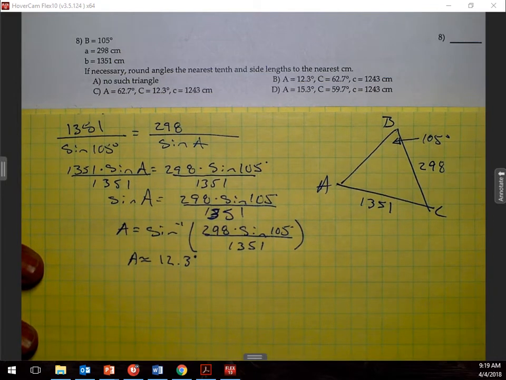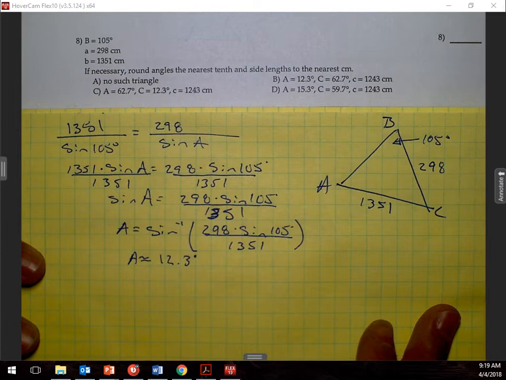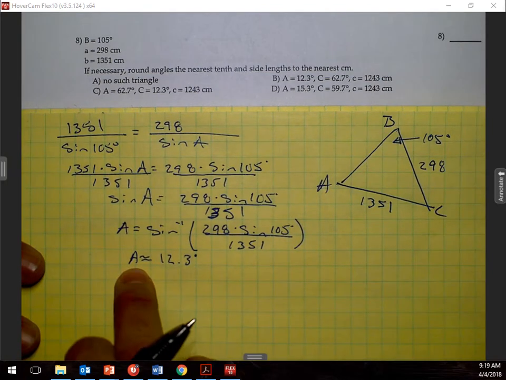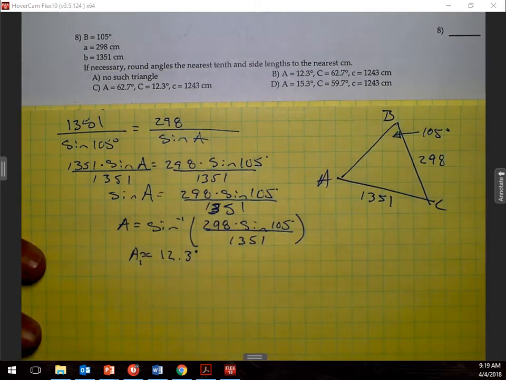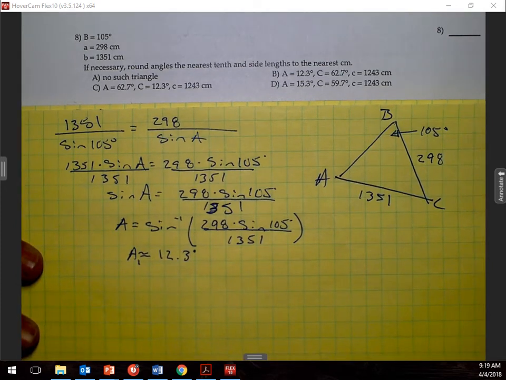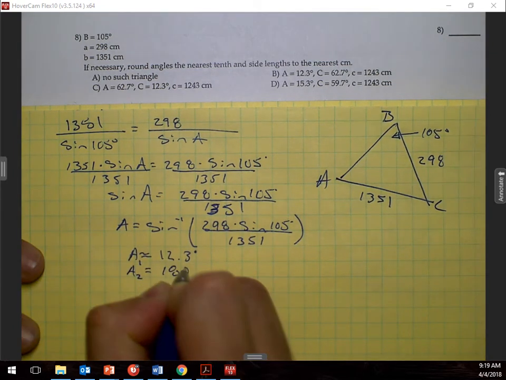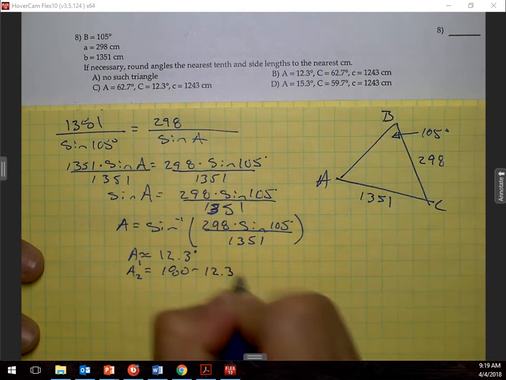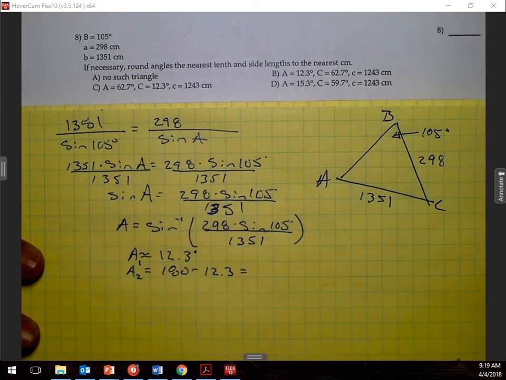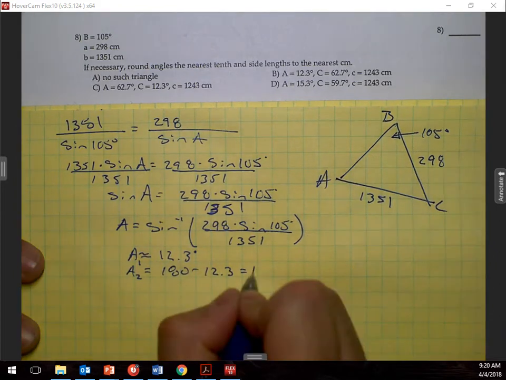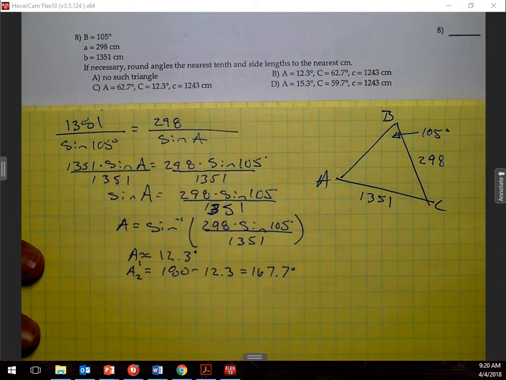Alright, so now if I started with angle side side, this angle, what do I have to do here? Here's a hint. I have to see if there's supposed to be another triangle. Yes, that's what we have to do, right? So my A2 is going to be 180 minus 12.3, which is going to give you what? 167.7. Why is there an A2?